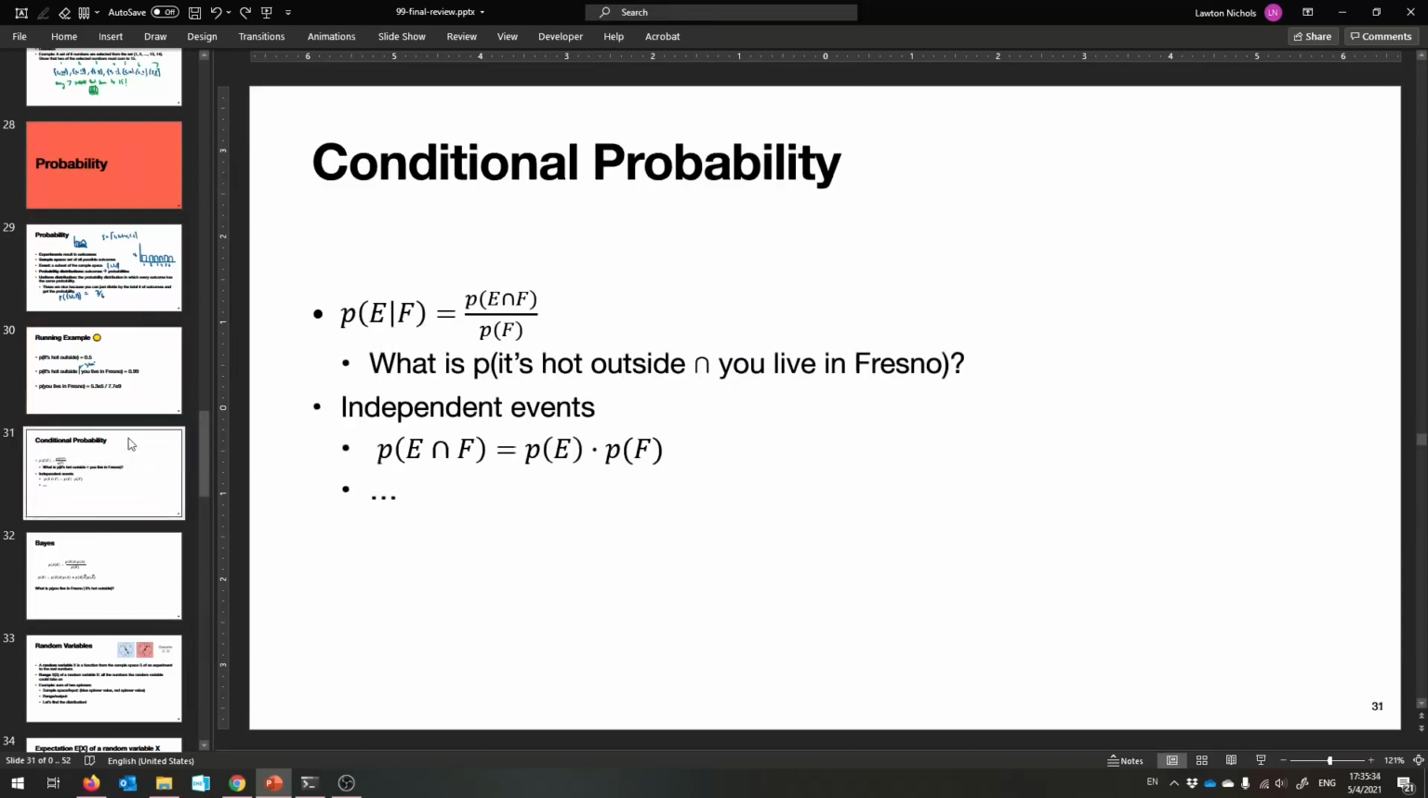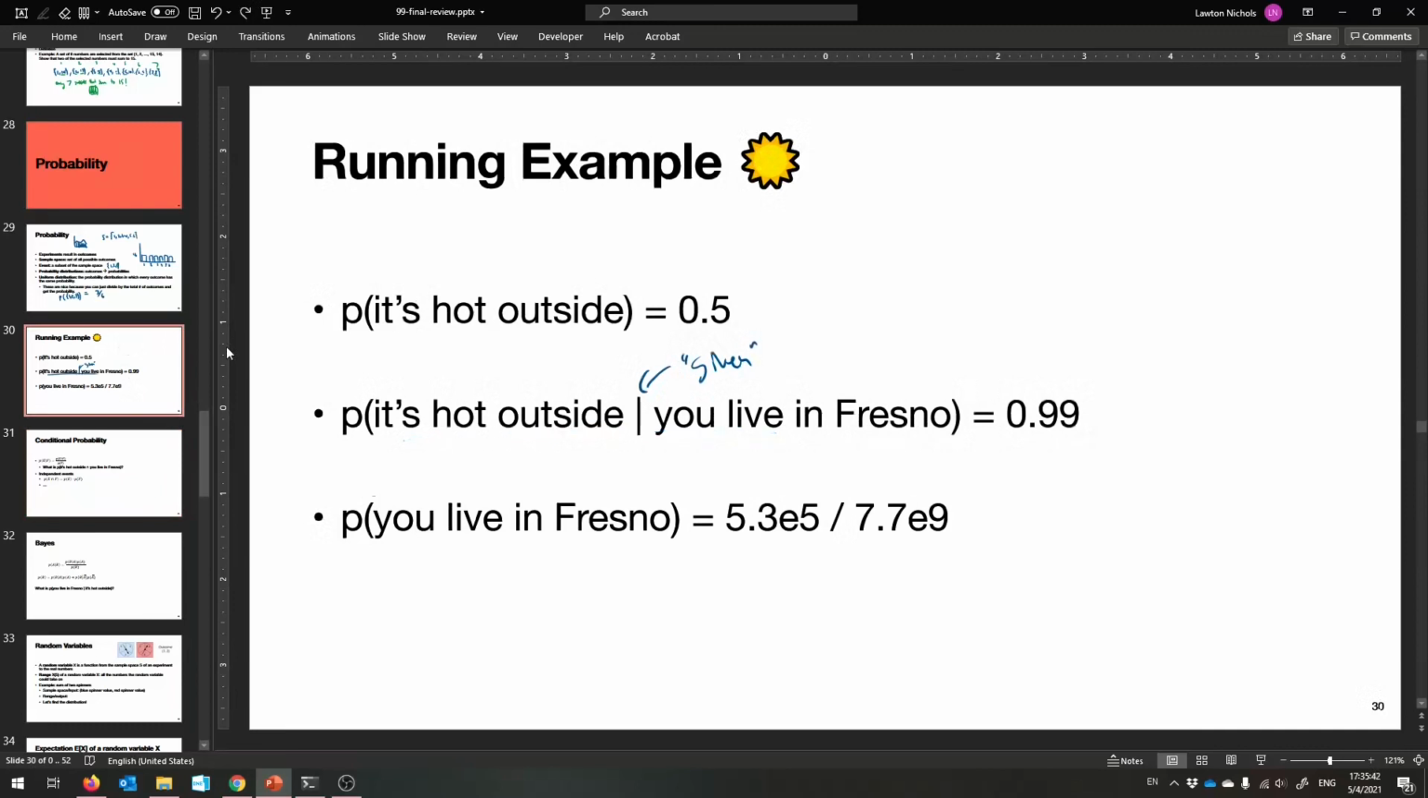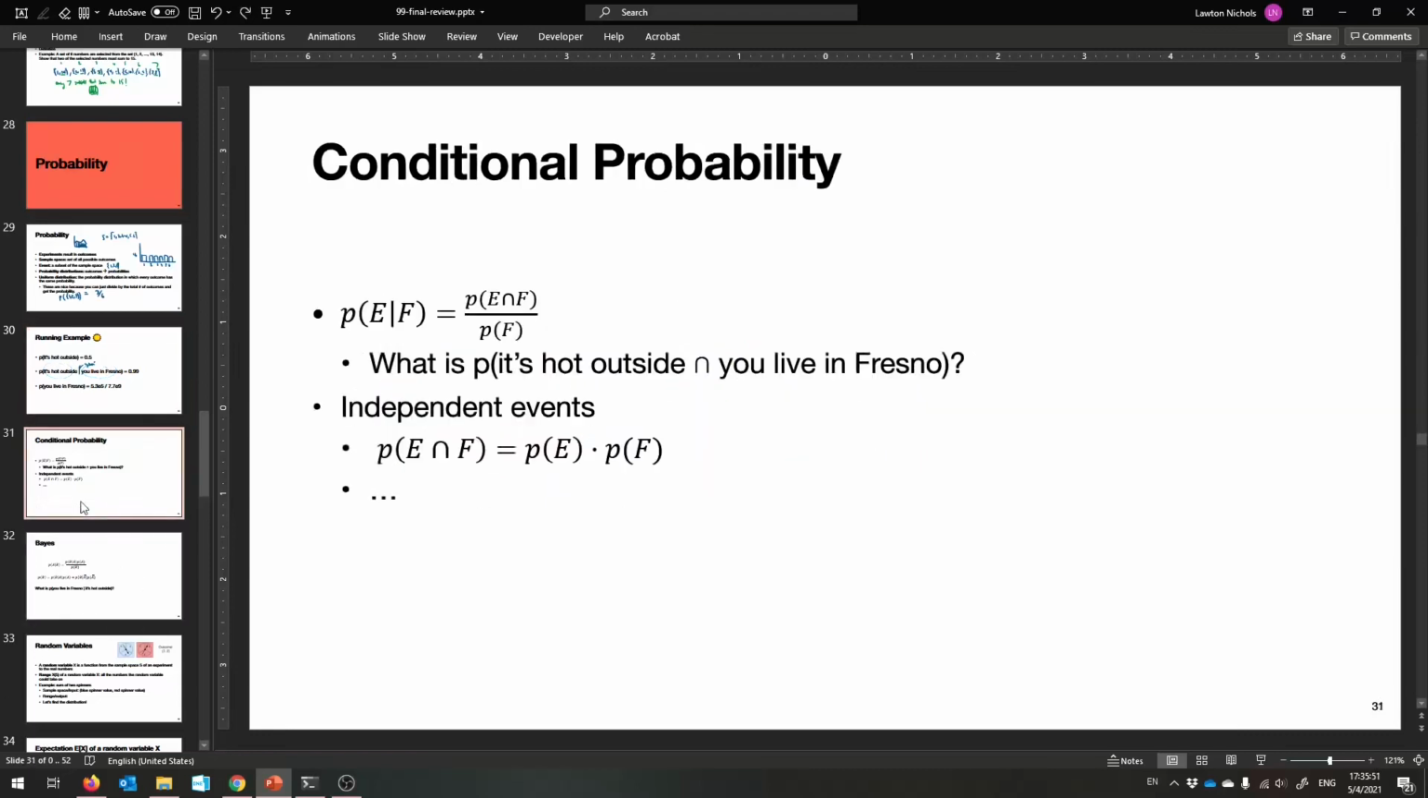Let's talk about conditional probabilities now. Conditional probability, which I've already shown you one, is the probability of something given something else. If you know something, that often tells you information about some other property. Things are linked a lot of the time. So P of E given F is the probability that E happens given that we know F has happened. That is the probability of them both happening over the probability of just F.